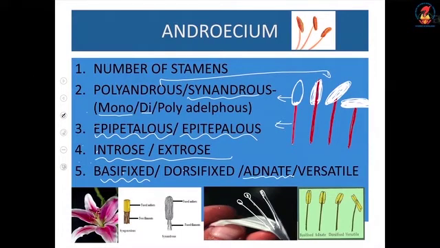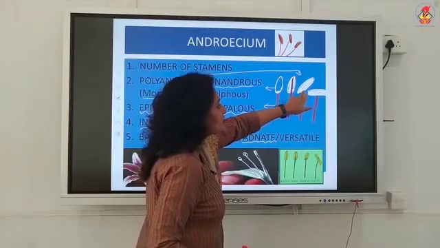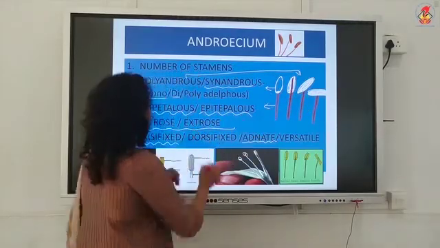Then dorsifixed, when the filament is attached at the dorsal point of the anther. This one is attached at the basal point of the anther. Here it's at the dorsal point. There is a dorsal and ventral point. It is attached at the dorsal point. Then it is known as dorsifixed.